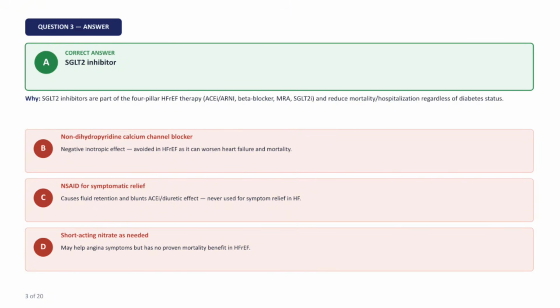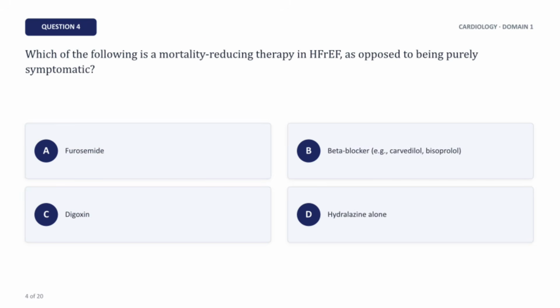Why isn't C correct? It causes fluid retention and blunts the ACE inhibitor and diuretic effect, never used for symptom relief in heart failure. Now, why isn't D correct? It may help angina symptoms but has no proven mortality benefit in heart failure reduced ejection fraction. Let's move on. Question number 4.